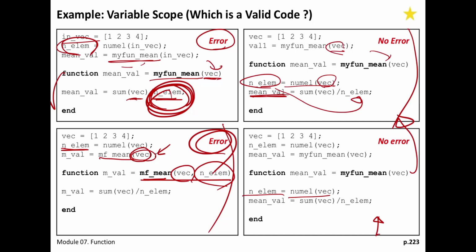Okay. That's why we recompute an element, or if you don't want to compute this part, you can send this variable as a value to my function mean as well, so that you're not recomputing this value.